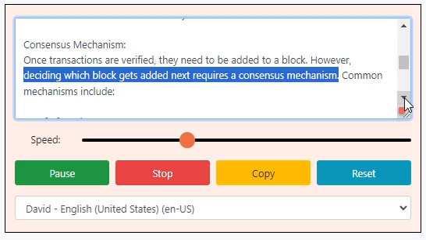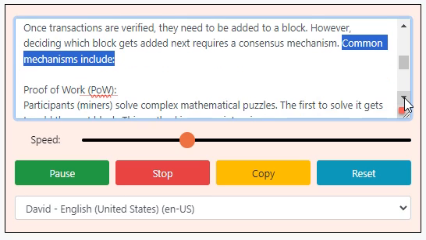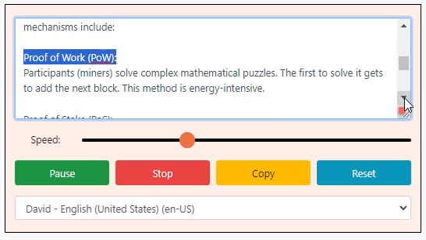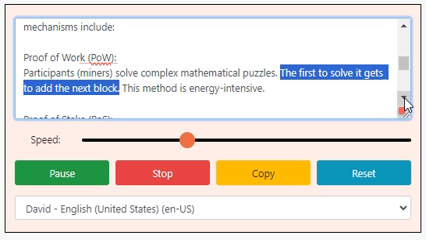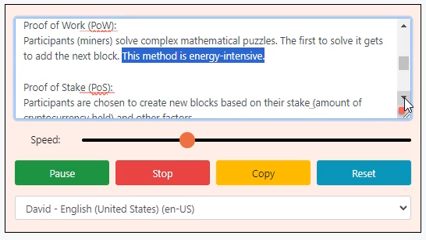However, deciding which block gets added next requires a consensus mechanism. Common mechanisms include proof of work, POW. Participants, miners, solve complex mathematical puzzles. The first to solve it gets to add the next block. This method is energy intensive.